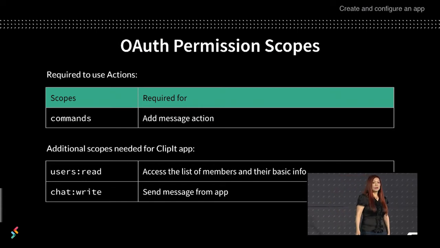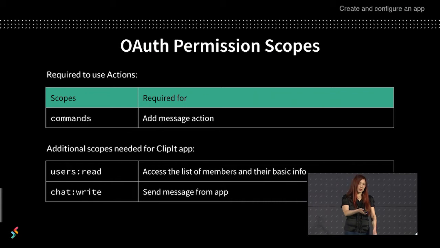So again, what you need for actions is a command scope. And additionally, if you're doing something like getting user info, in this case, I'm only getting the user's full name from the user ID, so I'm using the method called users.info. That requires the users:read scope. Another one, the chat:write scope, is for sending messages. My app does send a DM in the end, so I need this scope. Again, this is up to you, what you want to do with your app.